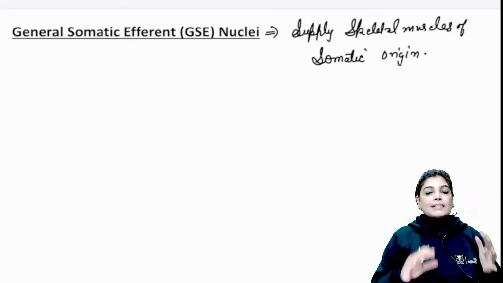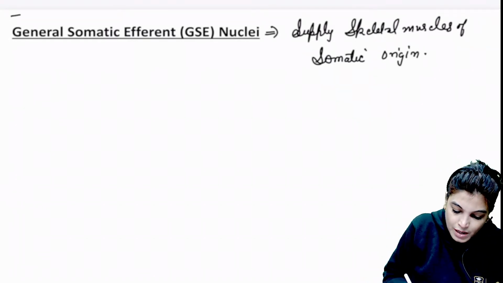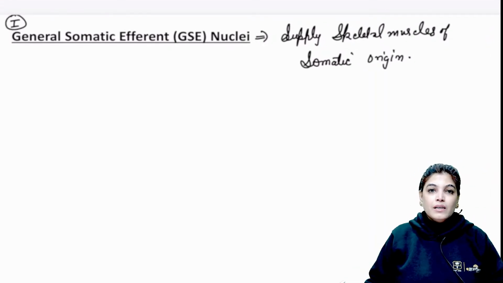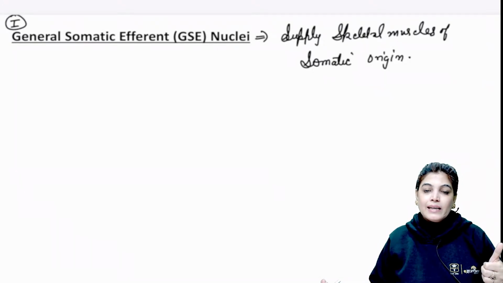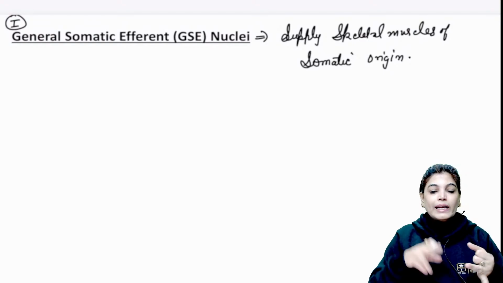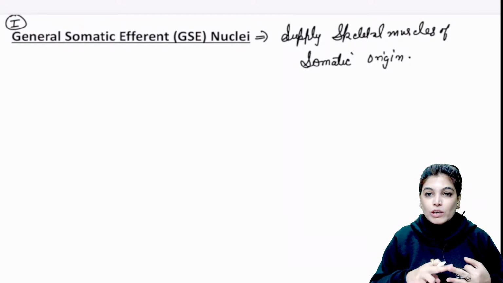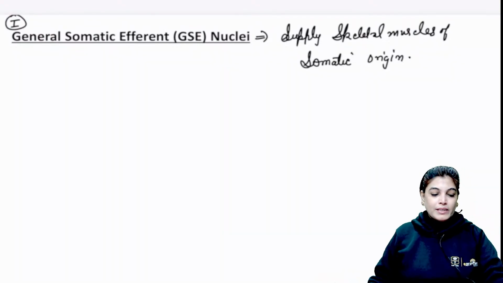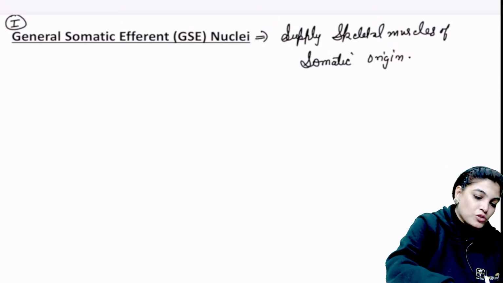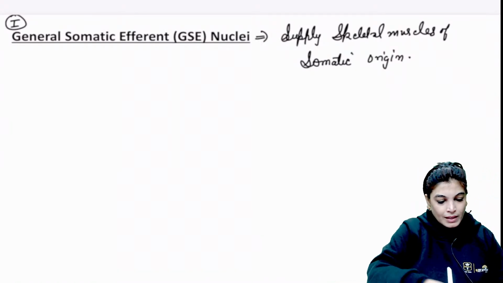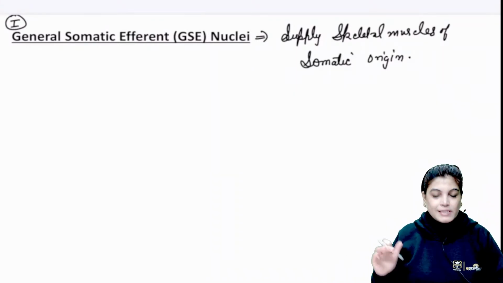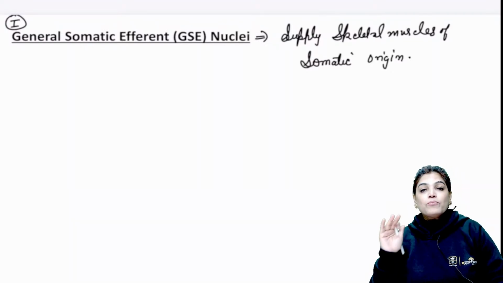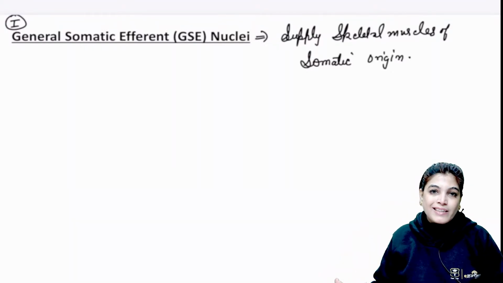Now, in this categorization, if I'm talking about this first general somatic efferent group of cranial nerve nuclei, in this category we have the oculomotor, trochlear, abducens, and hypoglossal cranial nerve nuclei. What is important for you to understand? If you have any doubt, please let me know. Till this, everything is okay? You are understanding? Now, I want you to know that there are 4 cranial nerve nuclei which are important for supplying the skeletal muscle of somatic origin.